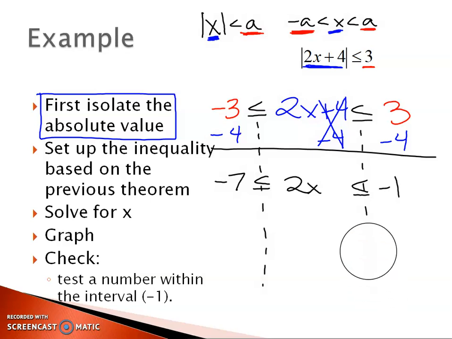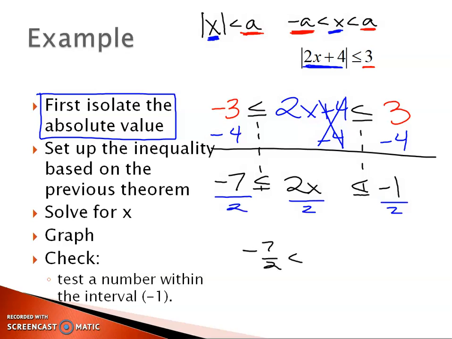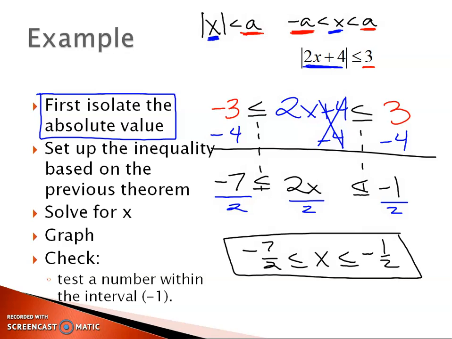Okay? I'm still trying to get x by itself, so I'm not quite done yet. I'm going to need to divide by 2. It means I have to divide everything else by 2. And that gives me a negative 7/2 less than or equal to x less than or equal to negative 1/2. And that's my answer. Okay.